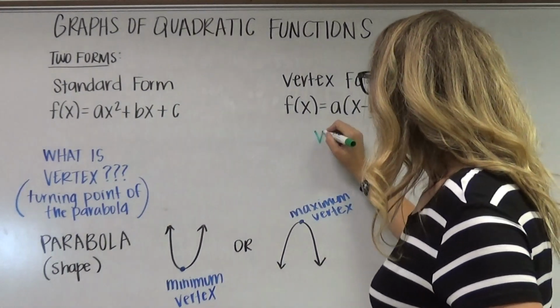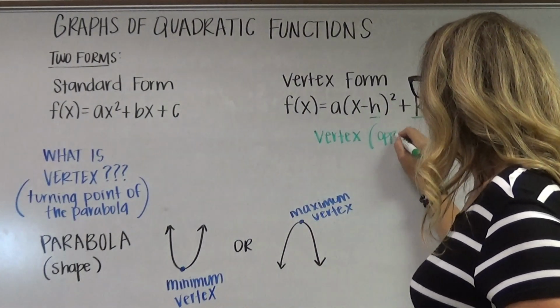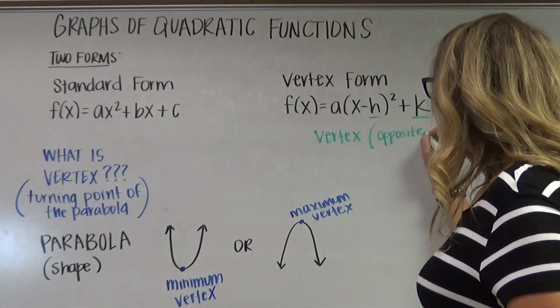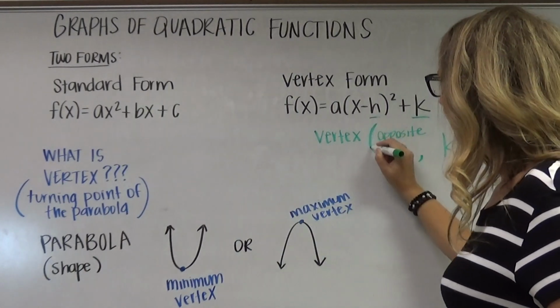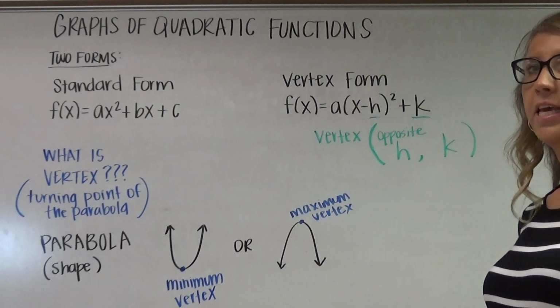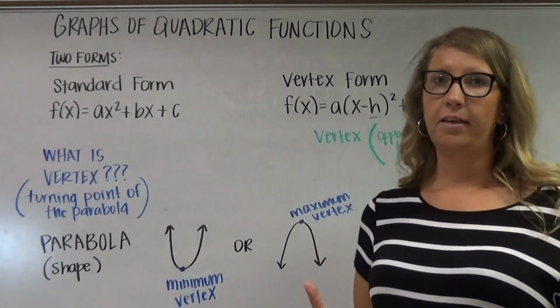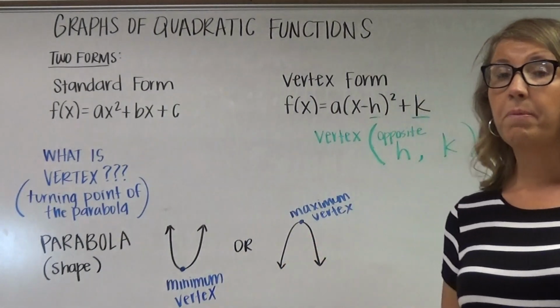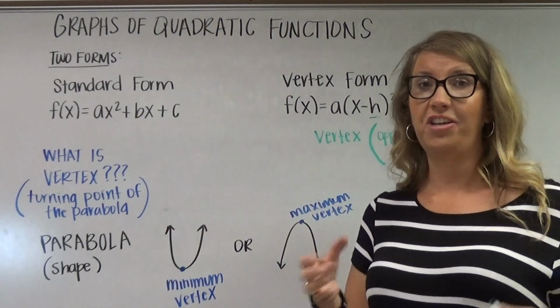So I like to write that the vertex is opposite H, K. Opposite of what you see, same as what you see. That's what that negative does. What it truly represents, though, is a horizontal shift of this graph, which goes the opposite direction than what you see.